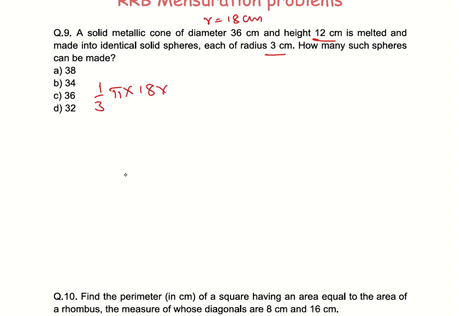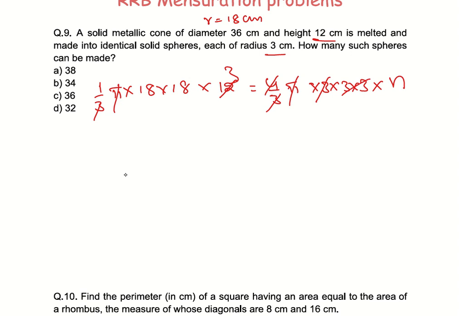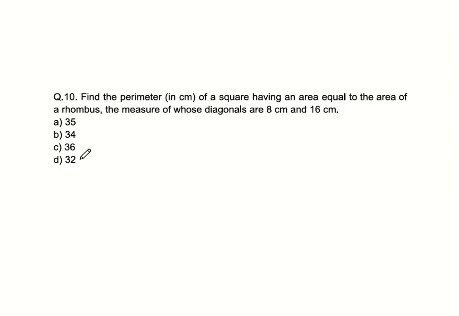So 18 into 18 into the height 12 is equal to the number of spheres times the volume of a sphere, the formula being 4 by 3 pi r cube. R value is 3, so 3 into 3 into 3 into n, the number of spheres. Now 3 gets cancelled, pi also gets cancelled. After cancellation, 4 ones are 4, 3 gets cancelled, 3 threes are 9, 9 twos are 18, 18 twos are 36. C is our answer.